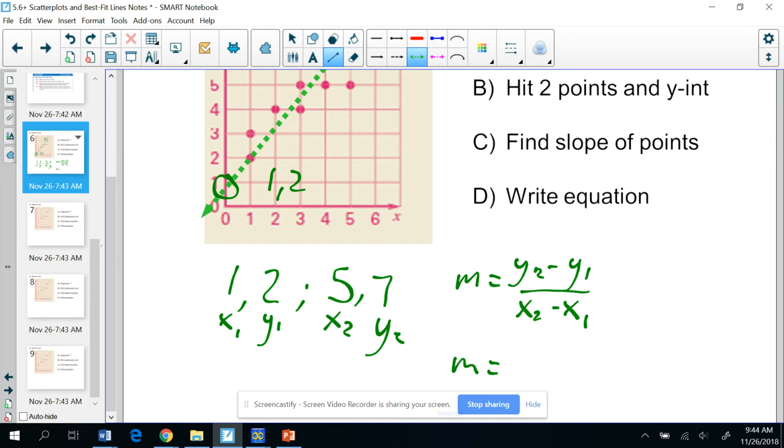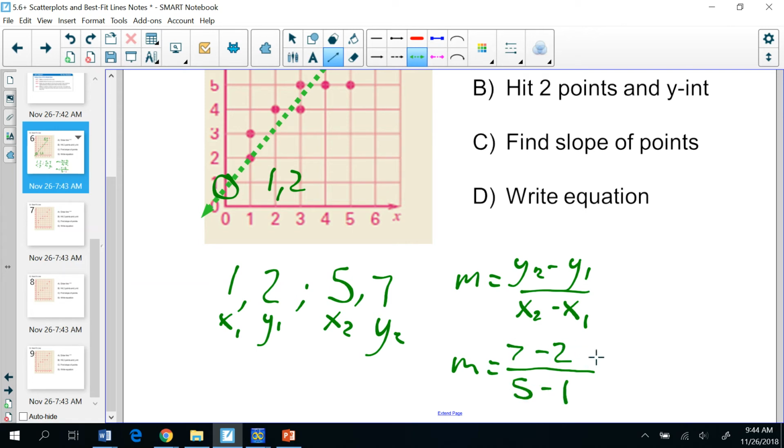M is equal to, what is my y2? It's 7 minus my y1, which is 2. Now, you might have been tempted to say 7 minus 5, but that's y2 minus x2. That does not work for this formula. So, hiding that, 7 minus 2 over 5 minus 1. Seems like it makes sense. I've got 7 minus 2 is equal to 5 over 5 minus 1 is equal to 4.